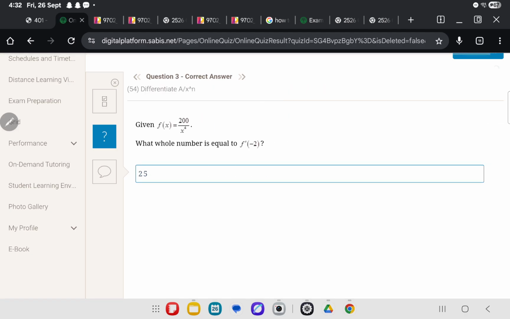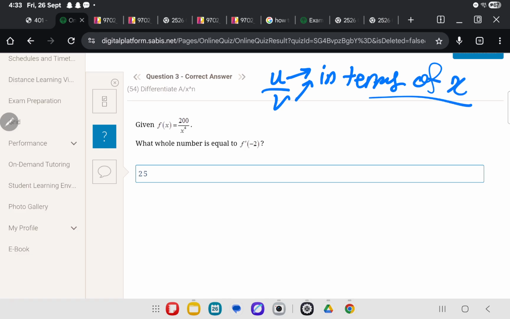Question 3. Given f of x equals 200 over x to the power of 4, what whole number is equal to f prime of minus 2? Now this is very easy. A lot of you might think we do quotient rule, but for quotient rule, u over v, both of these have to be in terms of x.